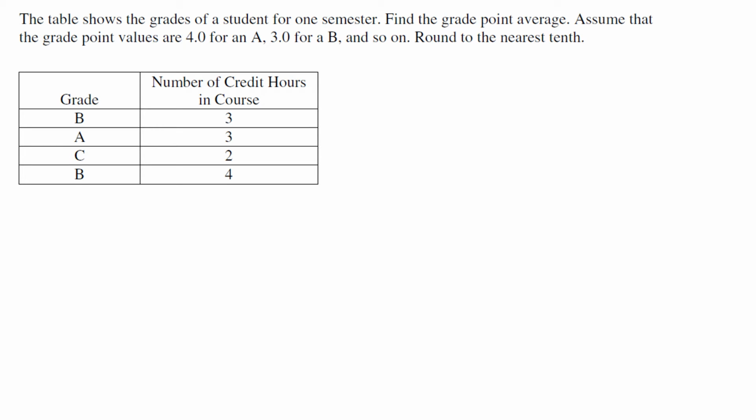Alright, this table shows the grades of students for one semester. Find the GPA. So this is a good skill to be able to have, to find a GPA. So assume that the grade points are 4 for A, 3 for B, and so on.